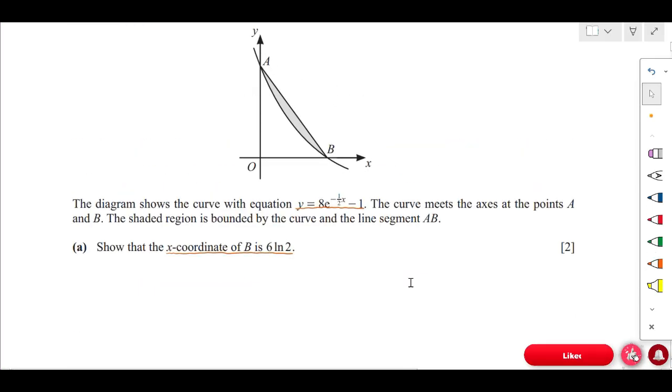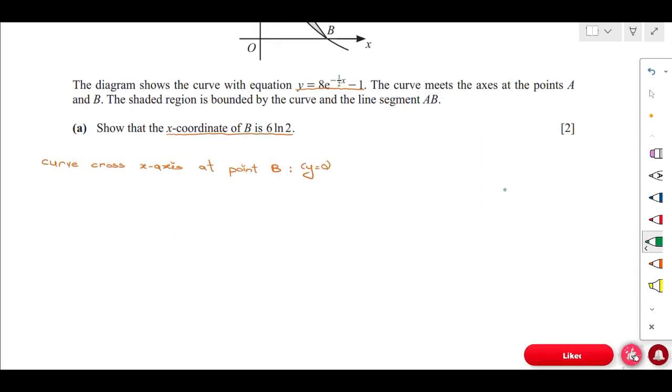Okay, so for the x-coordinate of B, the curve crosses the x-axis at point B. If the curve crosses the x-axis at point B, it means the y component of the curve should be equal to 0, right? So if I substitute the y component equals 0, it means 8e to the power minus 1 by 2 x, minus 1, is equal to 0.